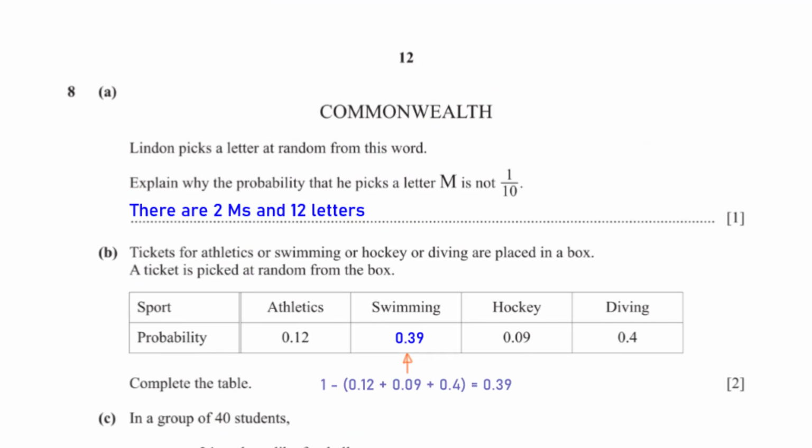Lyndon picks a letter at random from this word. Explain why the probability that he picks a letter M is not 1 over 10. This is because there are 2 M's and 12 letters.